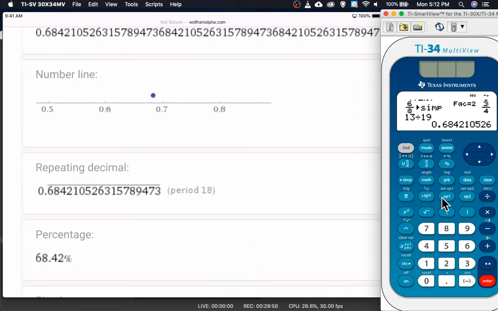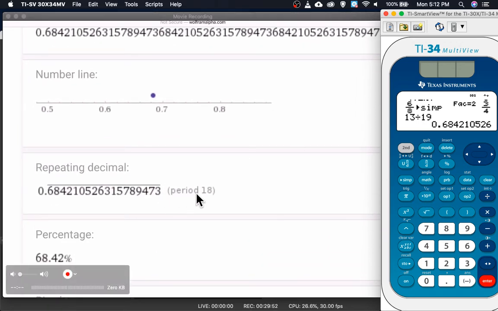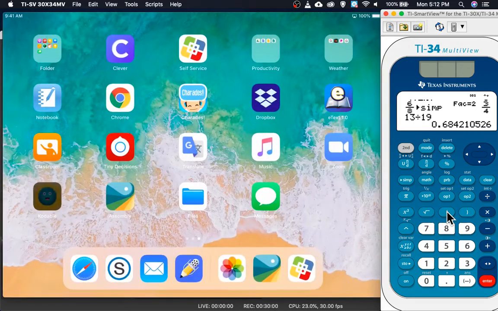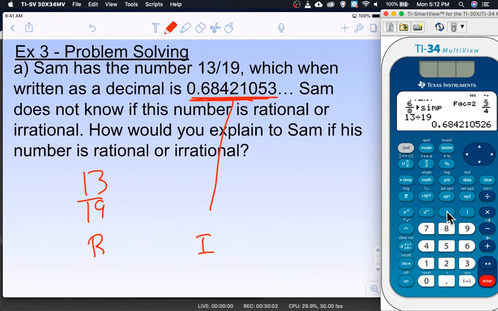Well, there it is. It's a repeating decimal. A period of 18 means it was 18 digits before it repeated. So it is a rational number. Because, well, we know that it started as a fraction, which guarantees 100% that this is a rational number.